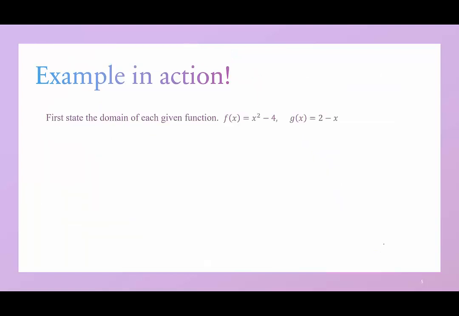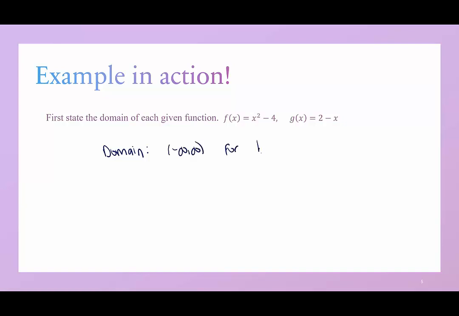Let's look at another one. So here we're given f of x this time is a quadratic. G of x continues to be a linear written in a very weird form. In either case, the domain of each is all real numbers because that polynomial does not have restrictions.